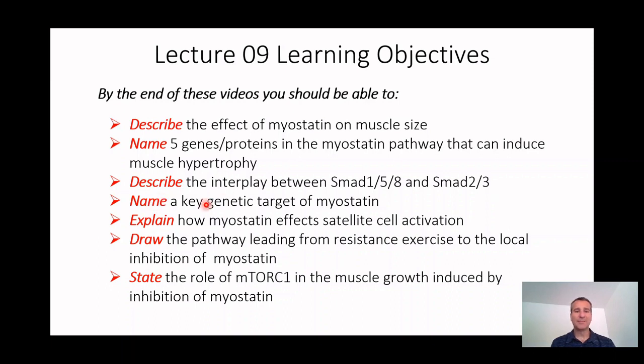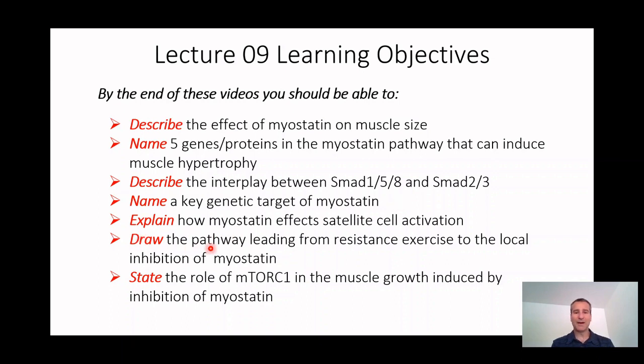You should be able to name a key genetic target of myostatin, one protein that we know is targeted by myostatin that might have an effect on the regulation of muscle size. You'll also be able to explain how myostatin affects satellite cell activation. This seems to be one of the things that myostatin does in an adult animal: it regulates the ability of satellite cells to proliferate and become activated.